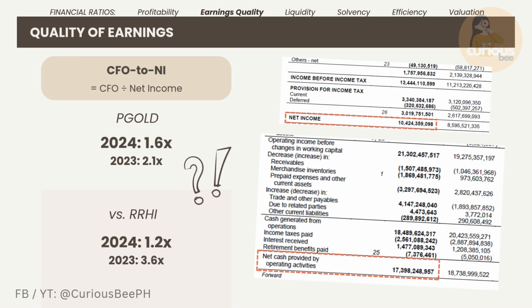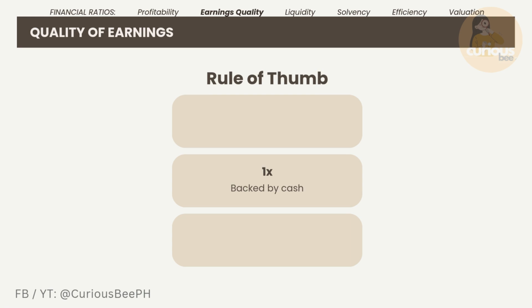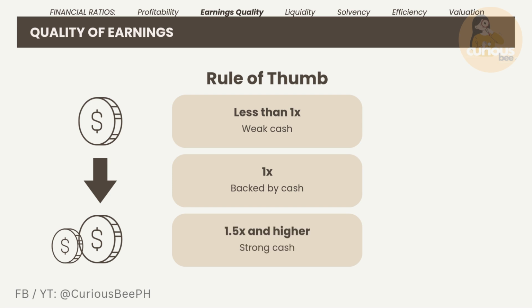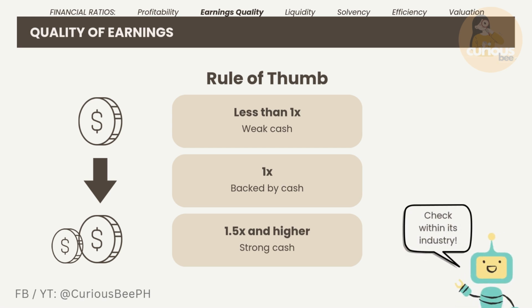What does this mean? A ratio of 1 is already good, which means that profits are backed by cash. For every peso reported as income, the company collects 1 peso from it. If the ratio is less than 1, this could signal weak cash from operations, while a ratio above 1.5 times tells us the company has strong operating cash flow. Thus, their earnings are high quality. But again, it is always best practice to compare ratios within the industry.